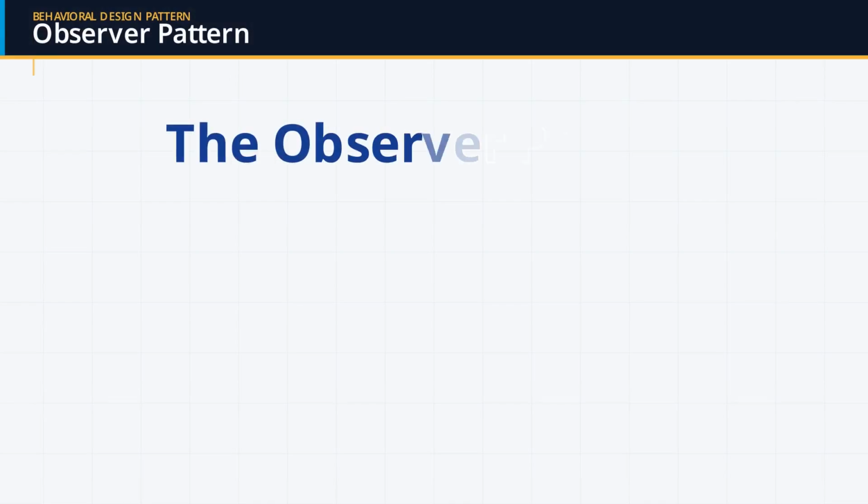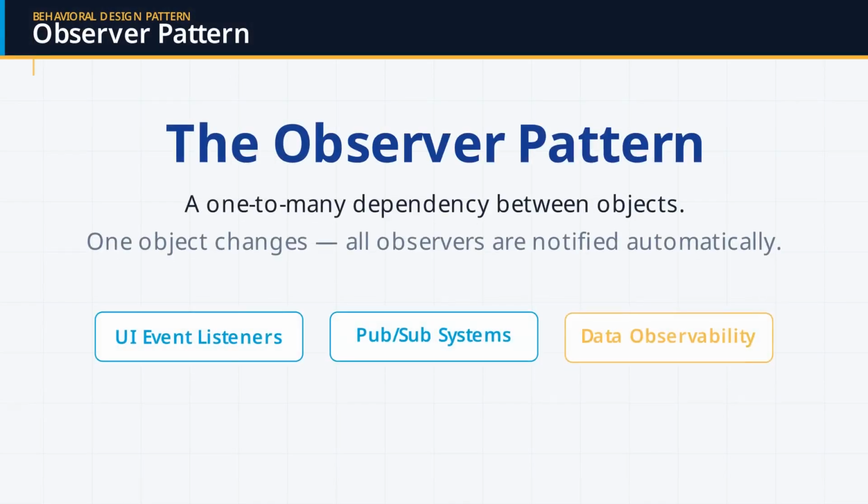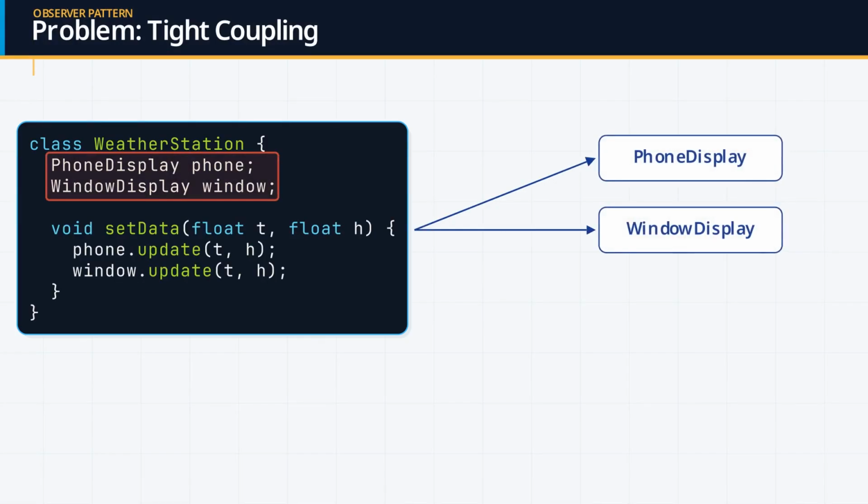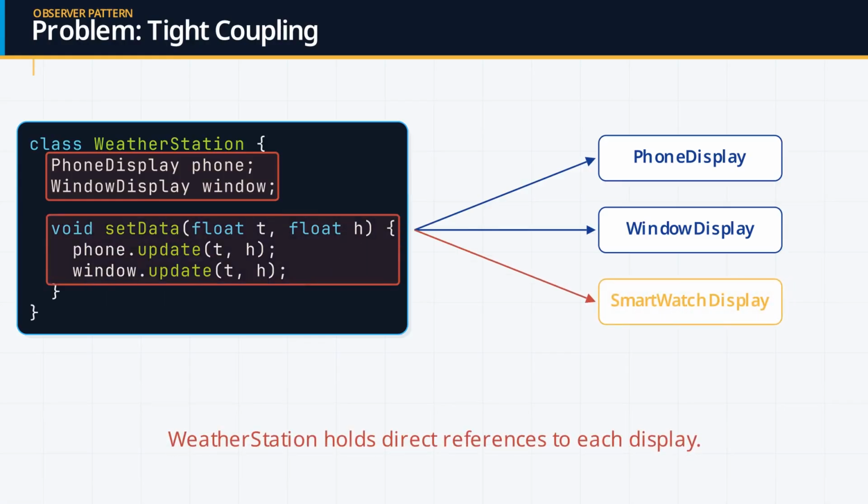Welcome. Let's explore the observer pattern, a behavioral design pattern that defines a one-to-many dependency between objects. So when one changes state, all its observers are notified automatically. Picture a weather station that reads temperature and humidity. This data must appear on a phone display and a window display. Unfortunately, the weather station holds direct references to both.